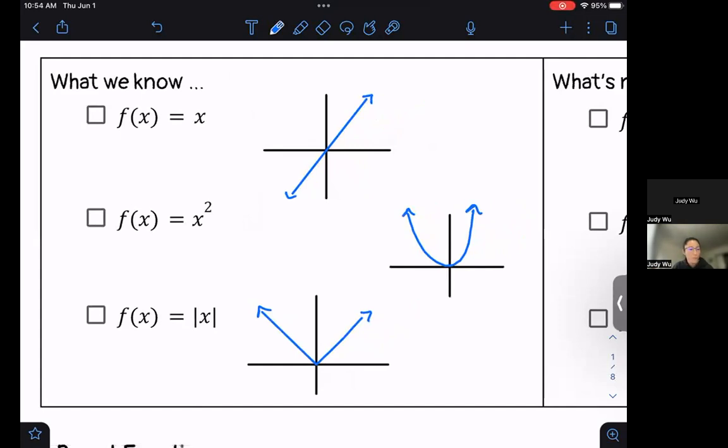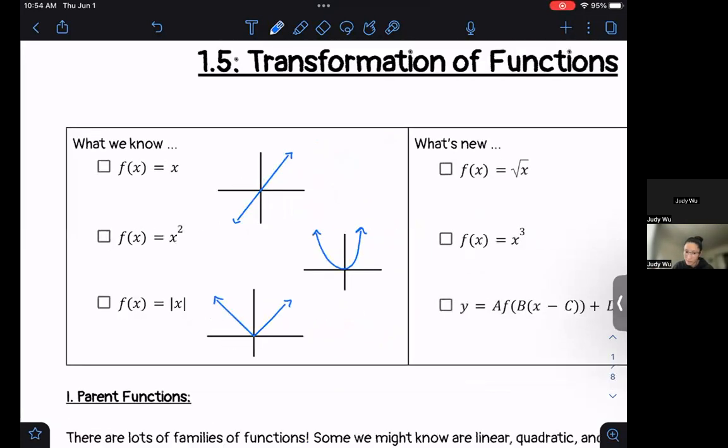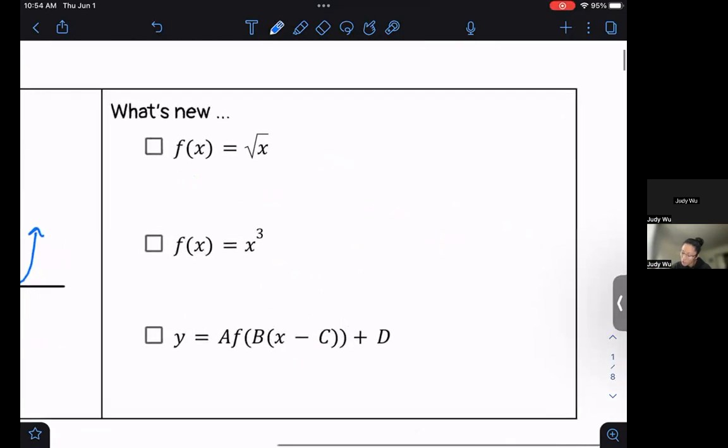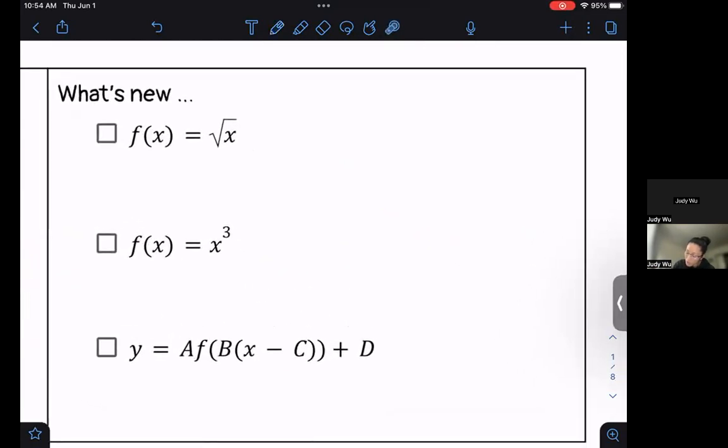Those are things that maybe we've seen at some point in the past. And what's new, all right? So what's new, we're going to take a look at the f of x equals the square root of x graph. We want to add that to the list of graphs that we know pretty well. And same thing with f of x equals x cubed. We want this to be something that we can visualize pretty quickly, all right?